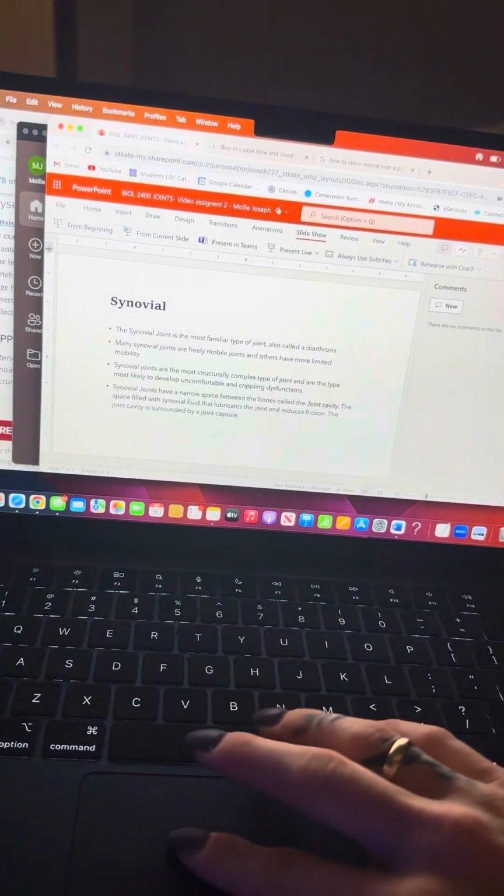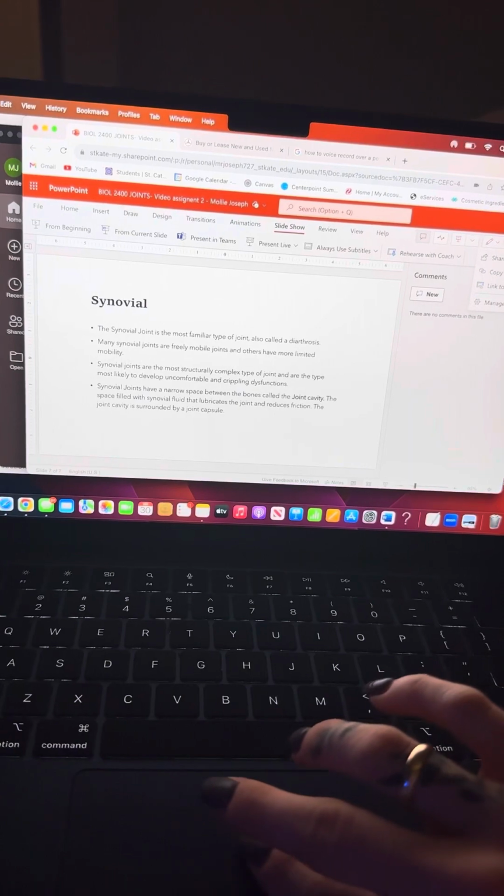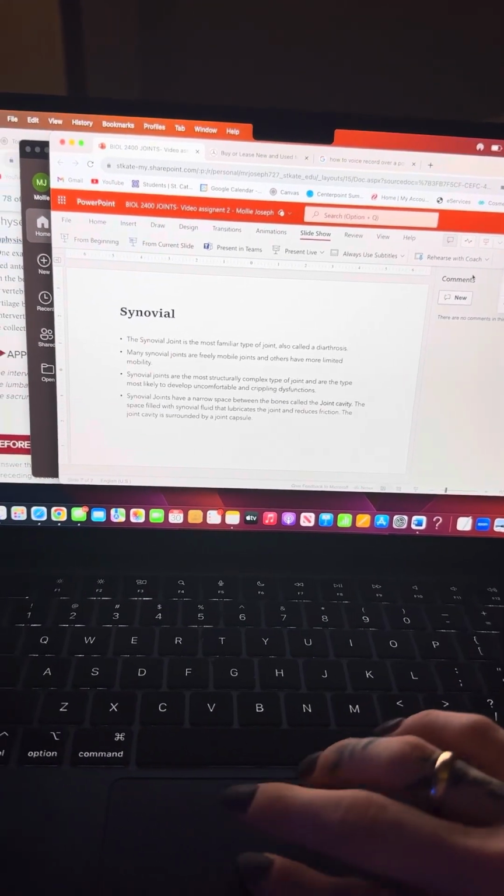So all of the different joints have different functions and are abundant throughout all of the body.